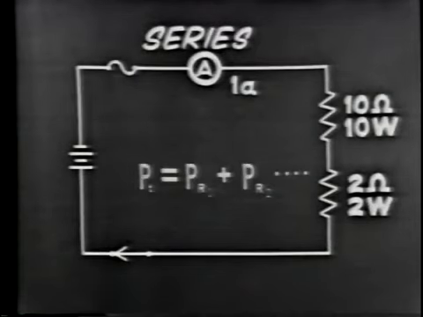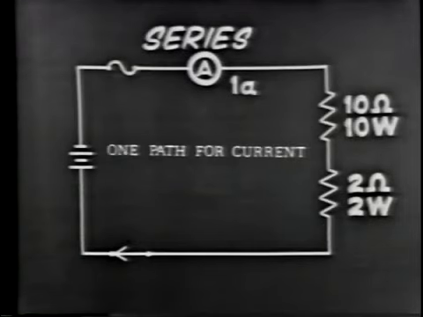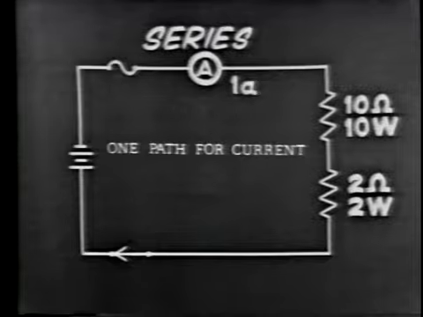The total power dissipated in a series circuit can be found by adding the power dissipated by each component. Here are some important points to remember about a series circuit. There's only one path for current.